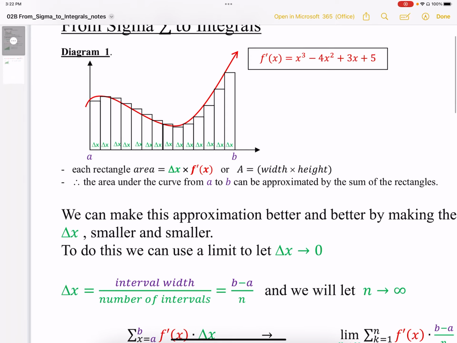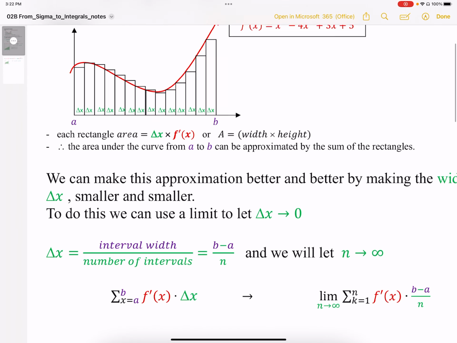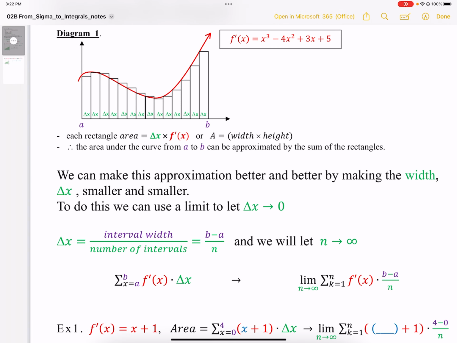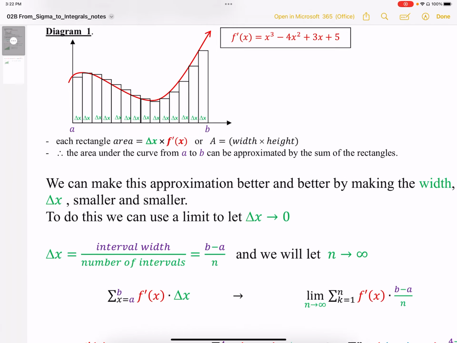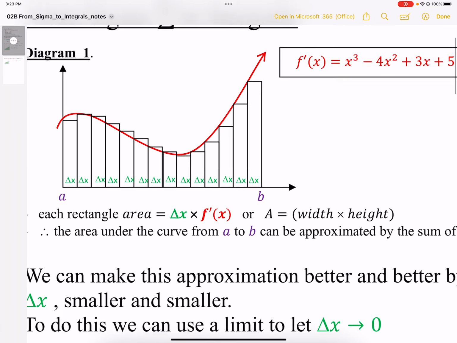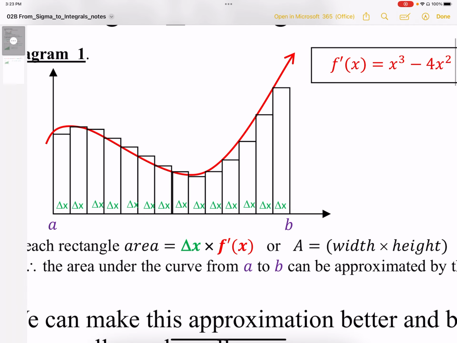And one of the key ideas from the previous day was that we could make this approximation better and better and better by making the delta x smaller and smaller. Or essentially, we can use a limit and let delta x go to 0. And the narrower those rectangles are, the better it's going to fit the area underneath that curve.